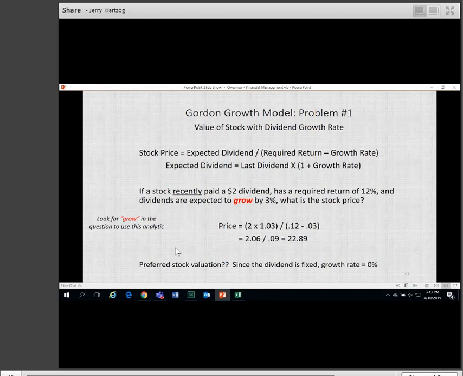Now, remember we said there are 2 types of stock. There's common stock, in which the dividend can be expected to grow over time. But preferred stock, remember, has a fixed dividend. Well, we could solve this problem using the same formula, just that the growth rate of the dividend is 0. It would just simplify down to the expected dividend divided by the required return.